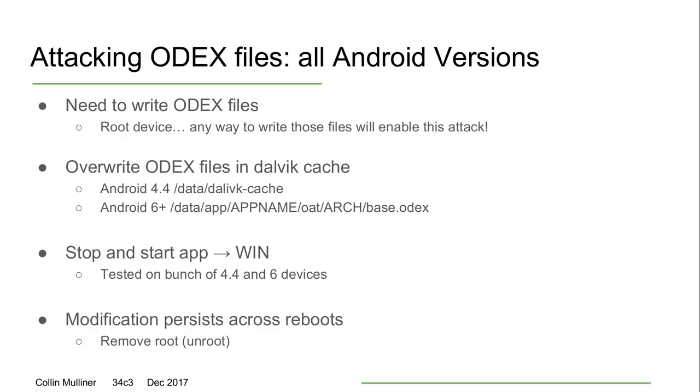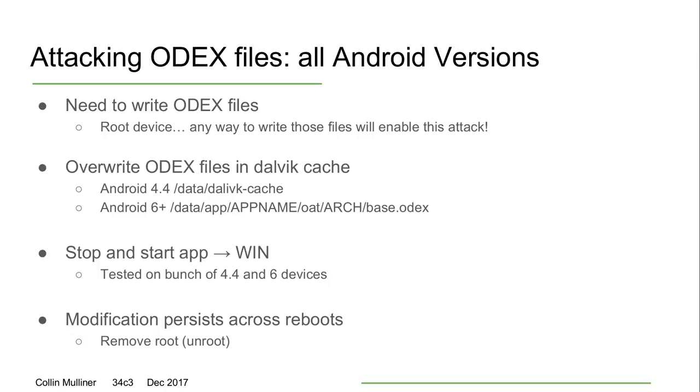What you can do, which will work on any Android version, is override the ODEX file of the specific app. If your device is rooted, you can override that specific file, either in the Dalvik cache or in the app's oat cache, and then stop the app and restart it, and you just have this modified APK. It will bypass all of the checks because you only modified the code that is executed, but not the original APK. And then, of course, you have to unroot because you still want to pass the general device integrity checks.